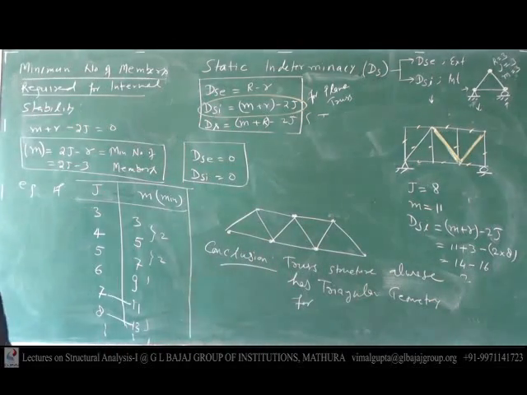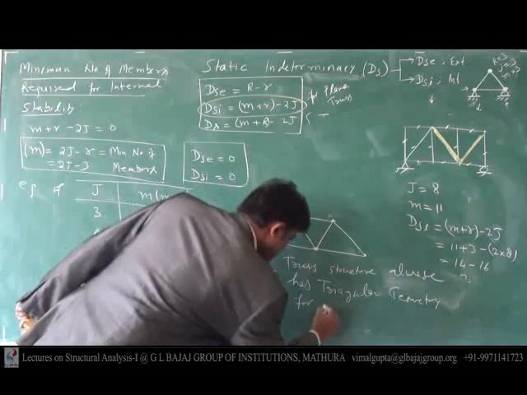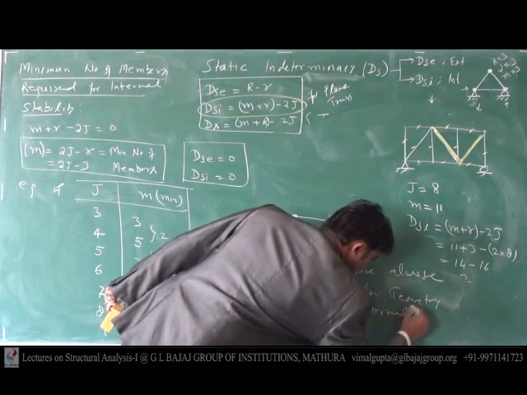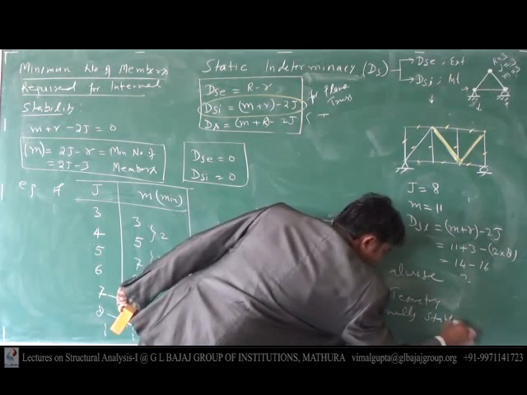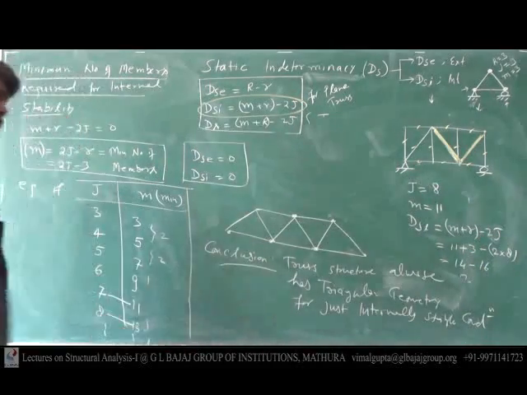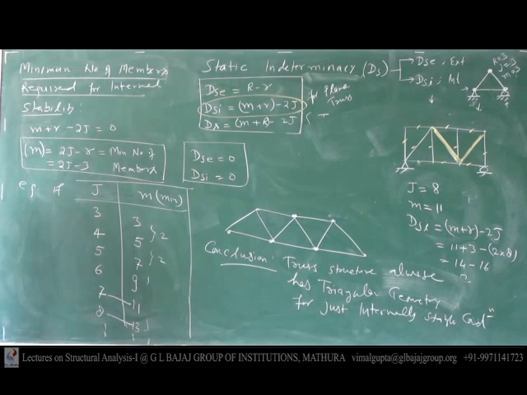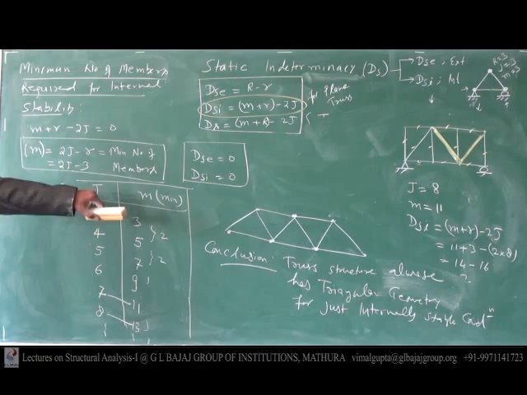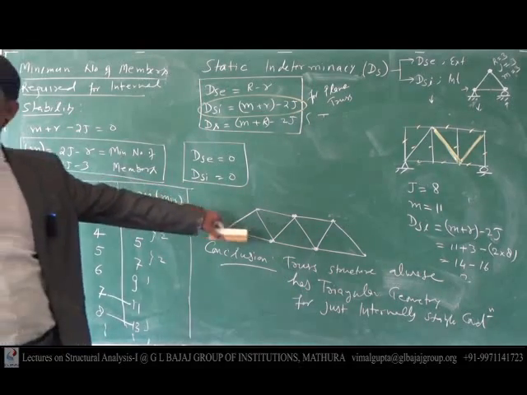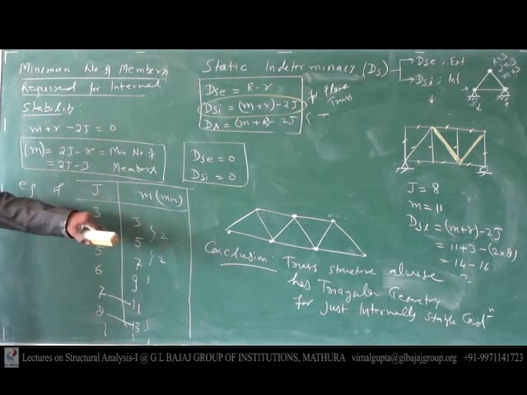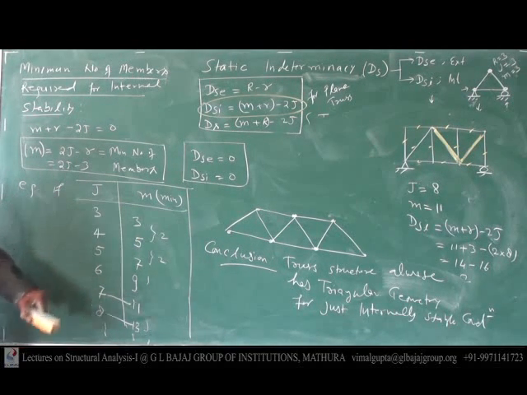It has triangular geometry for internally stable condition. Okay. If the structure has to be externally stable, if the truss has to be internally stable, then its geometry must be triangular.